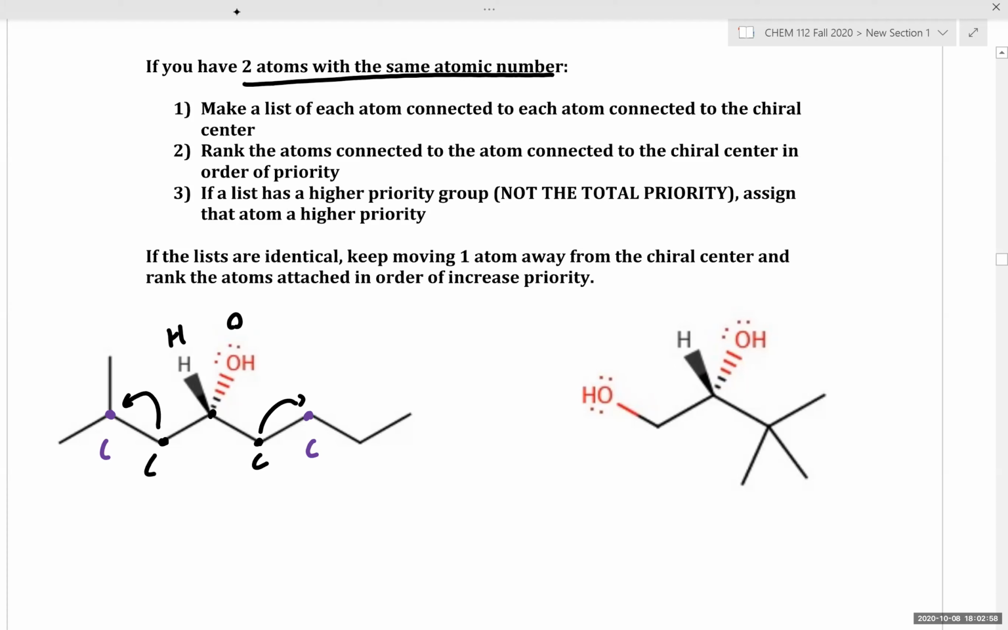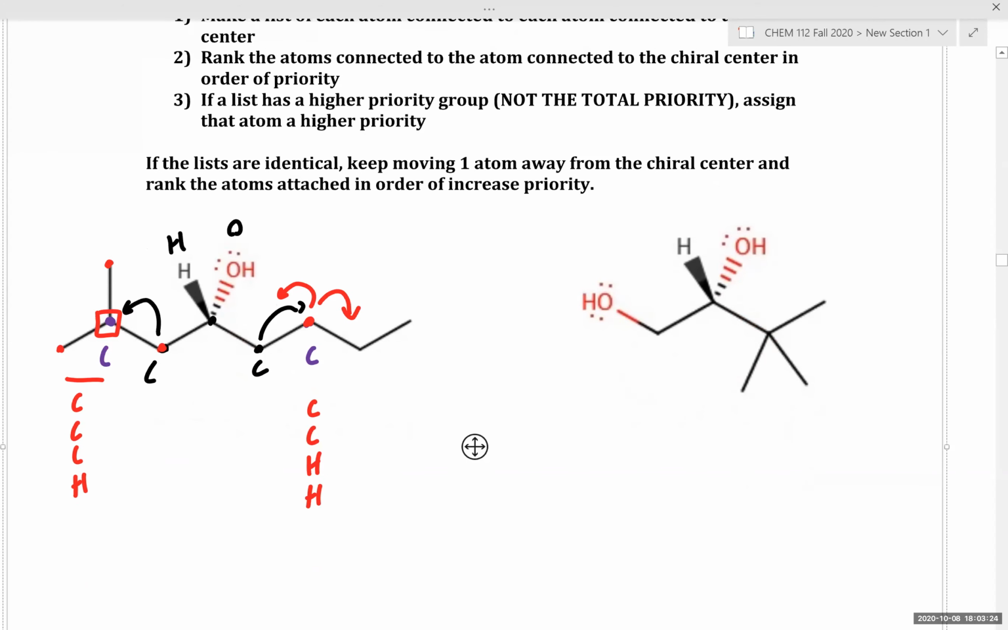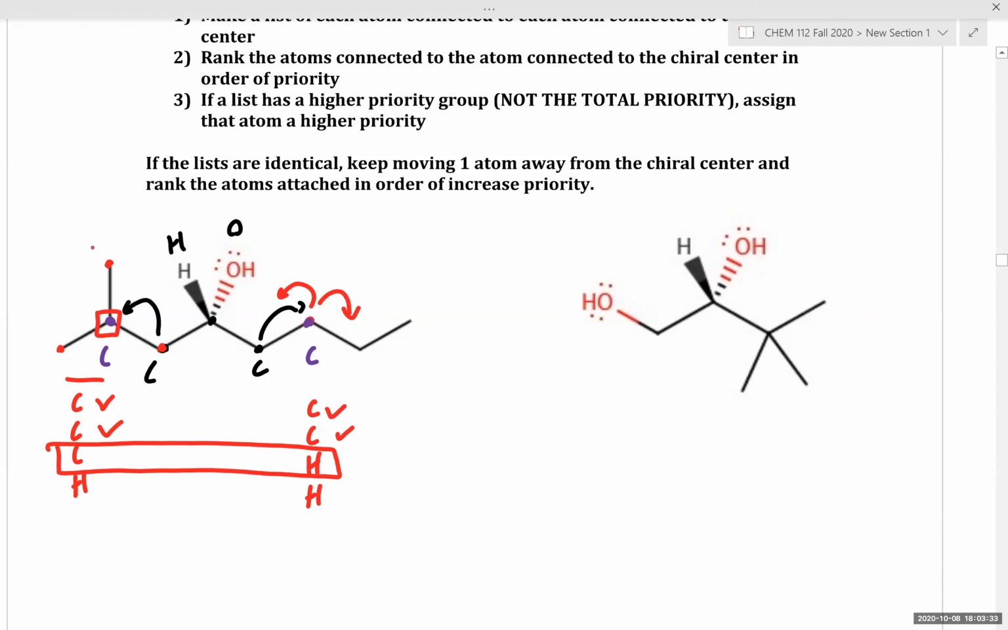And so what we're going to do now is look at all of the substituents attached to this next carbon in the chain. Attached to this next carbon in the chain, I have 3 carbons and a hydrogen. Comparatively, attached to this carbon in the chain, I have 2 carbons and 2 hydrogens. Going down my list, the carbons are identical, but I have a carbon compared to a hydrogen. So which group is higher priority? The carbon on the left or the carbon on the right? The carbon on the left, exactly right.